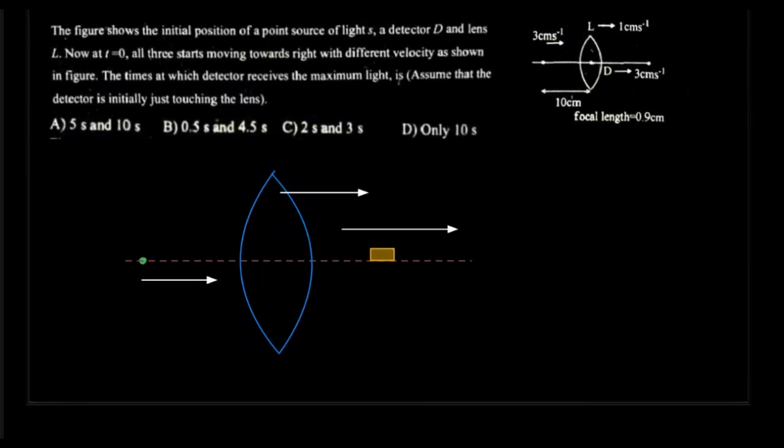So this question is from the lenses of ray optics. The figure shows the initial position of a point source of light S, a detector D and a lens L. Now at time t equal to 0, all three start moving towards the right with different velocities as shown in the figure. The time at which the detector receives the maximum light is.